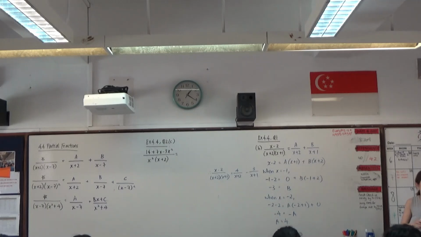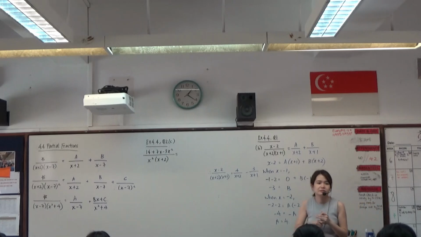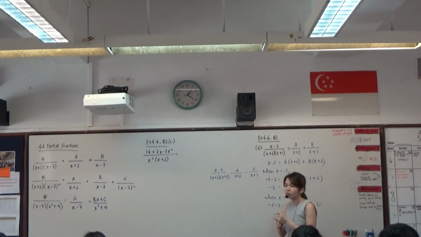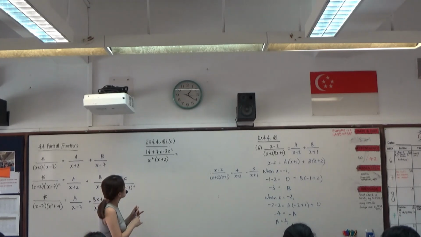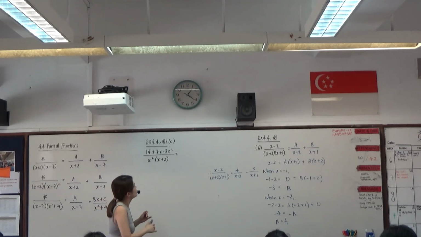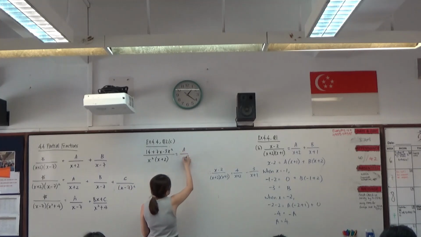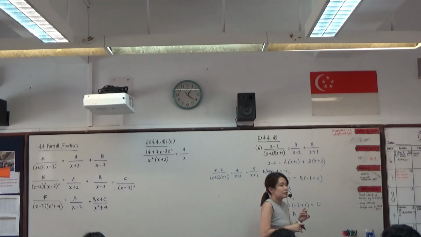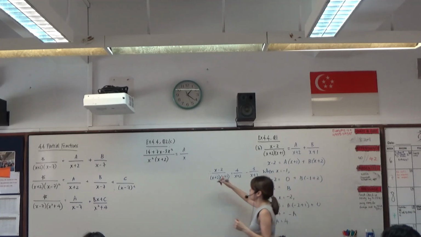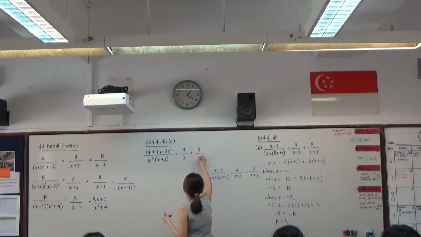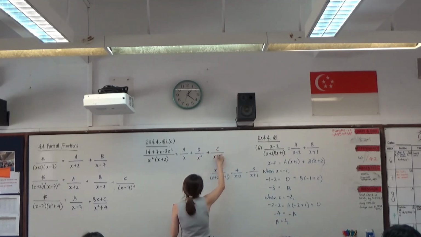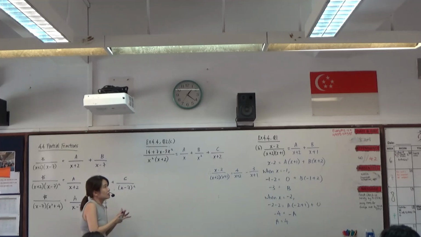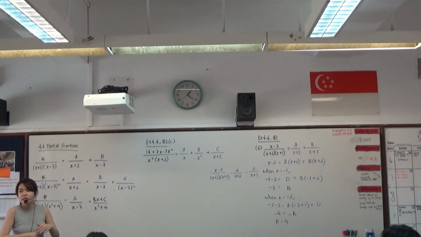Maybe Silon, can you tell me what will the decomposition be? A over x, then plus B over x squared, plus C over x plus 2. Is it? Okay, do we agree with this decomposition?